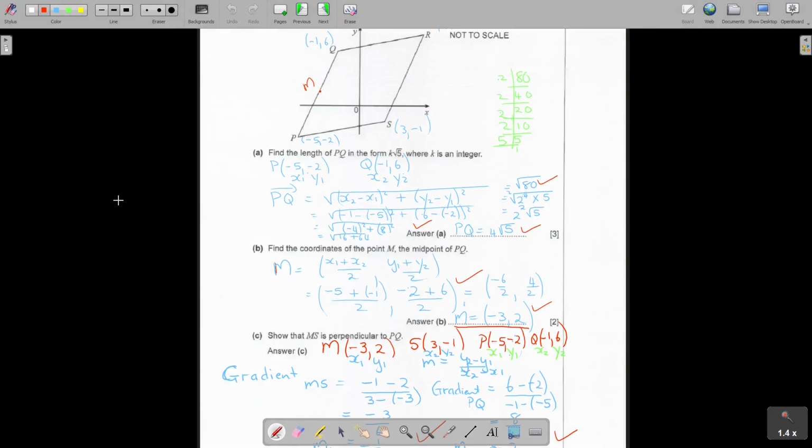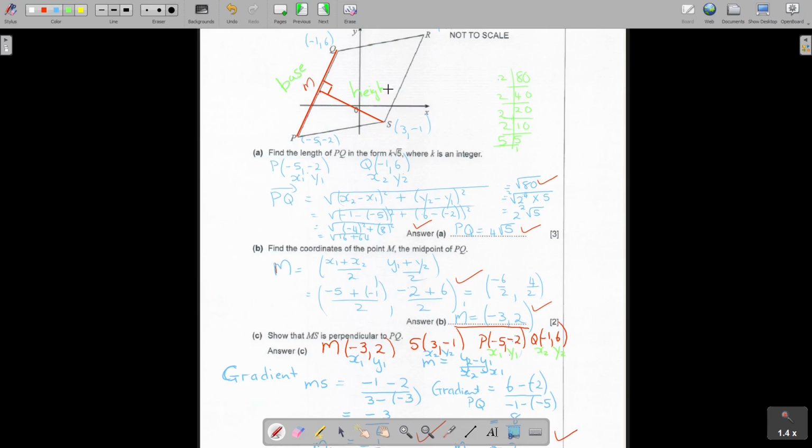Okay. Before I start, I want to show you what you did in C. Don't just do the sums. Always think of the sketch and what you did. You showed that MS is perpendicular to PQ. That's what you showed now. So you showed that that angle is 90. So basically, this is your base. And this is your height.